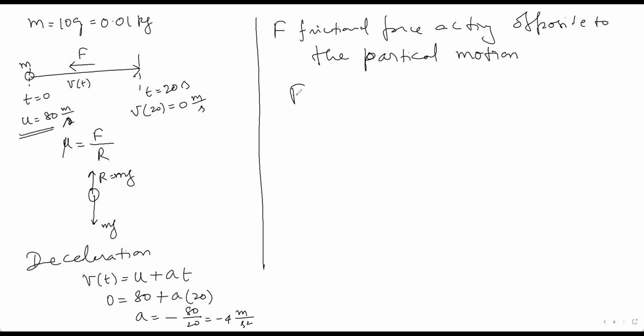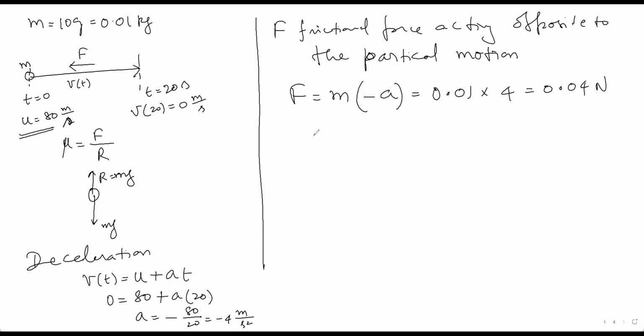So F can be calculated as the mass multiplied by the opposite direction, because mass is a scalar quantity. This should be minus a. So this is 0.01 multiplied by minus of minus 4 meters per second squared. So this will be a positive 0.04 Newton. Is it okay?